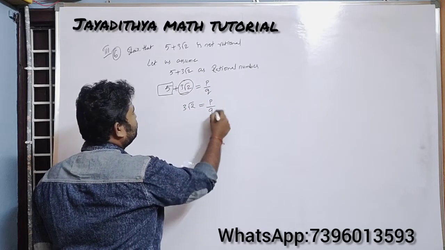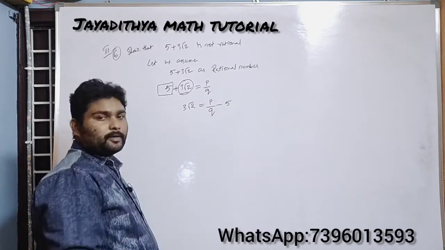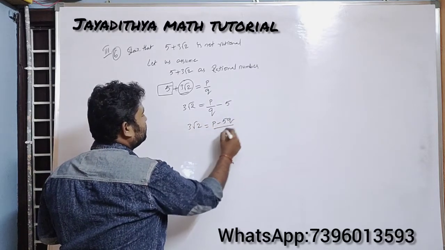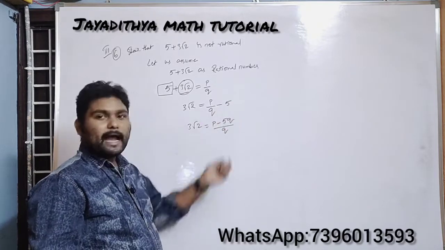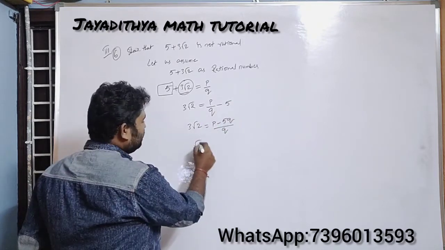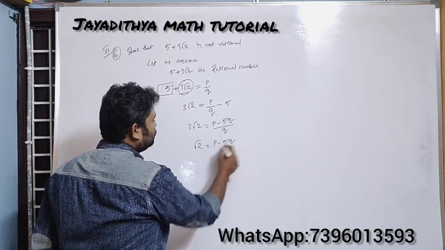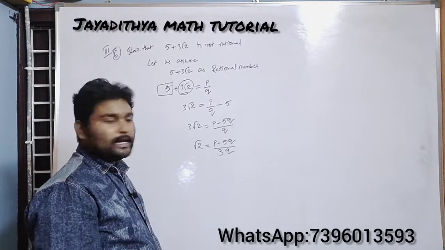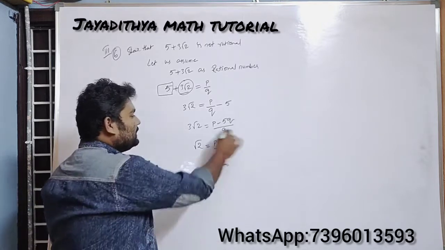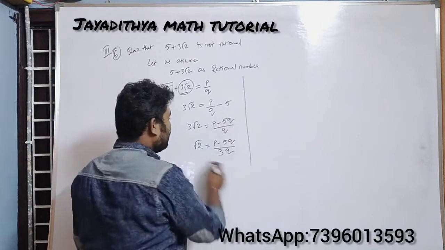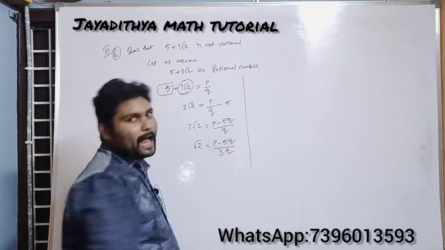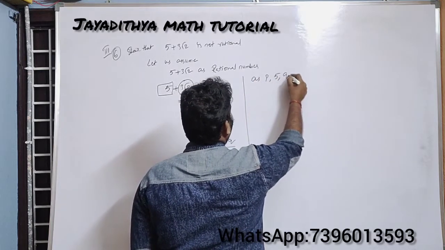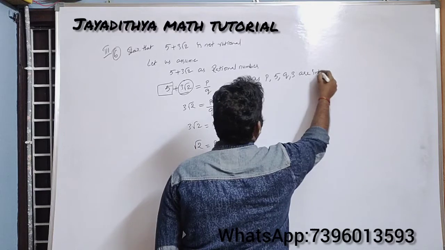This is 3 root 2 is equal to p by q minus 5. So this is 3 root 2 is equal to p minus 5q by q. After simplification, q into 5 is 5q and you should write the denominator q. And then root 2 is equal to p minus 5q by q, and you bring 3 to RHS, it will be in the denominator. Now after writing up to here, what are the things you can see in the RHS? You can see p, 5, q and 3 are integers.